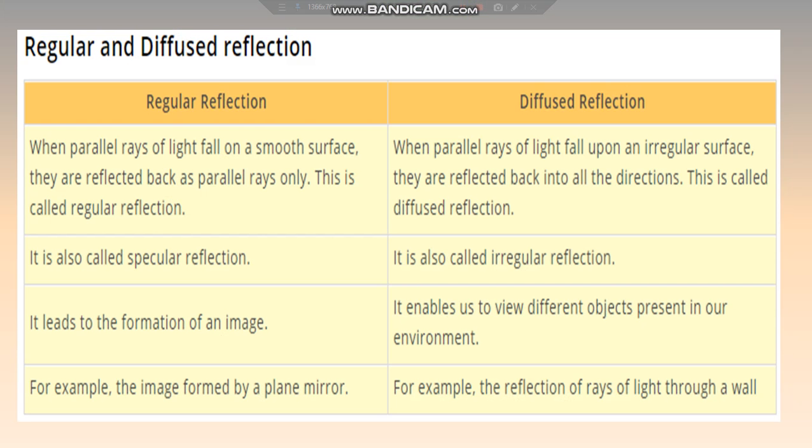Regular reflection is also called specular reflection, whereas diffused reflection is called irregular reflection. Regular reflection always leads to the formation of an image, whereas diffused reflection enables us to view different objects present in our environment. The best example of regular reflection is the image formed by a plane mirror, whereas for diffused reflection, it is the reflection of rays of light from a wall.